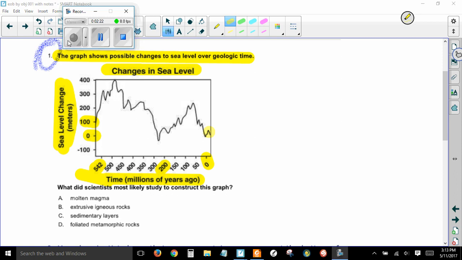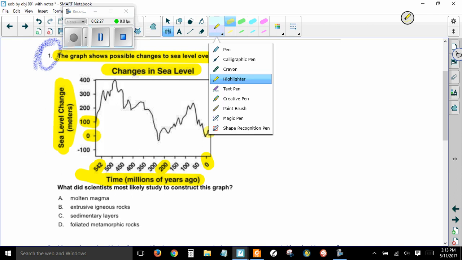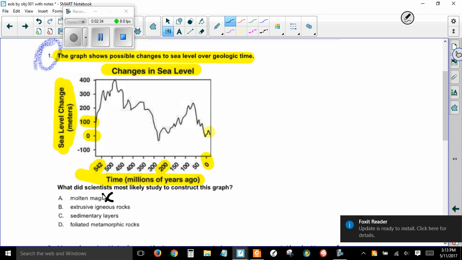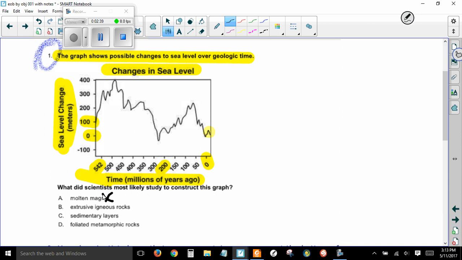All right, so when we look at this, we see the molten magma is eliminated because that would help you with volcanoes and stuff. And if it's molten, that's current. That's right now. That's not millions of years ago. Extrusive igneous rocks, no fossils. All right, so that's not going to tell us a whole lot. Foliated metamorphic rocks. Metamorphic rocks, if they do have fossils, they get distorted, and sometimes they get destroyed outright. So that's not going to really help us either.